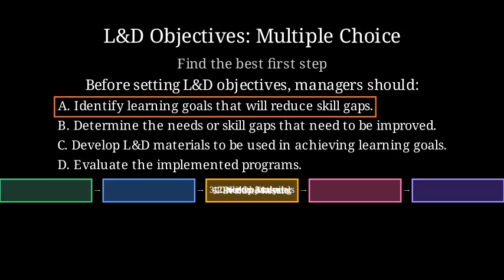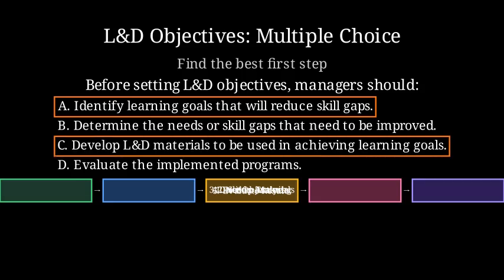Let's analyze choice A. It says, identify learning goals that will reduce skill gaps. This sounds like setting objectives, but the question is asking what should happen before setting objectives. So choice A is not the first step. It is a step that comes after you already understand what the gaps are. Choice C says, develop learning and development materials. That is clearly later. You cannot develop materials before you know what goals and objectives you are targeting. So C is not the first step either.